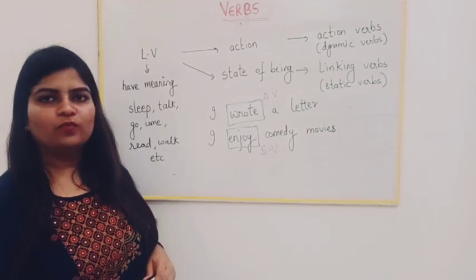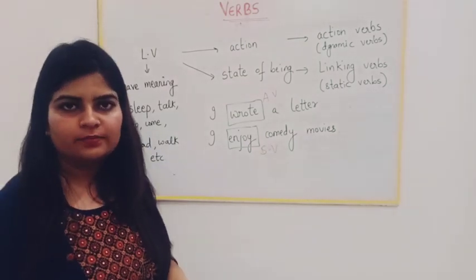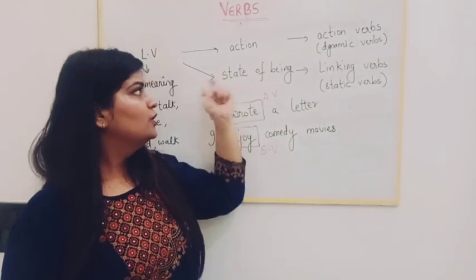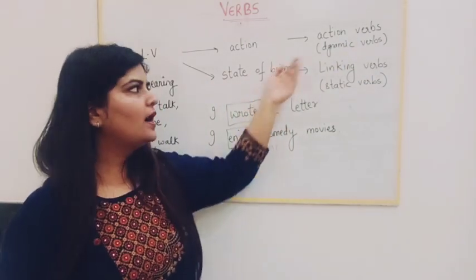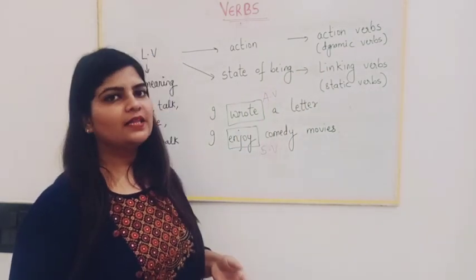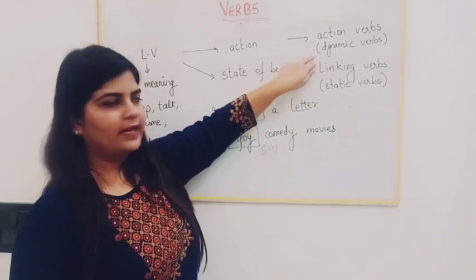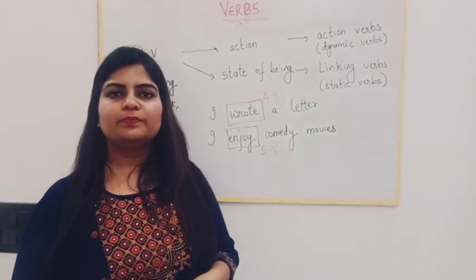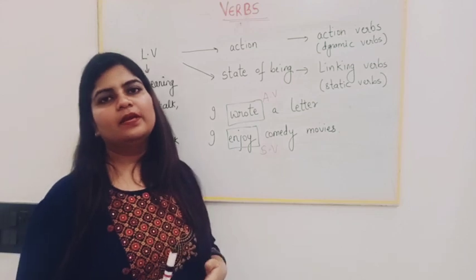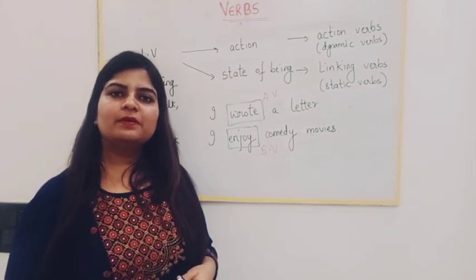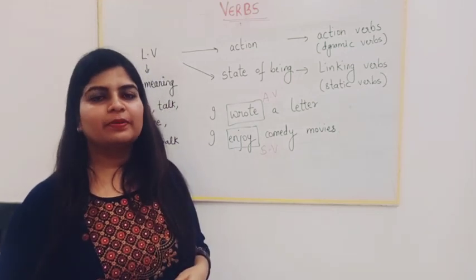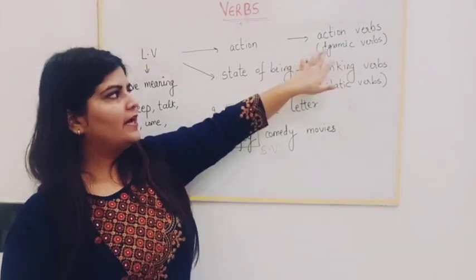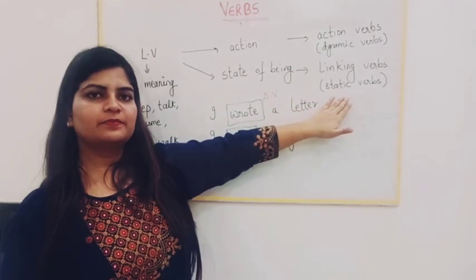Now let's understand what these are. Those lexical verbs which express any action are action verbs and those which express state of being are linking verbs. The other names of these verbs are dynamic verbs and static verbs. Now you know the meaning of dynamic and static. Dynamic means something in motion but static means something still. So that's why the names dynamic verbs and static verbs have been given.